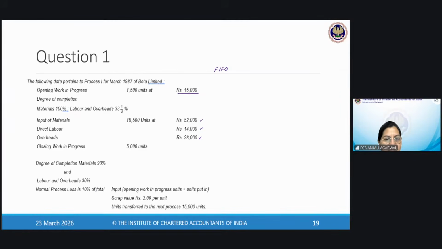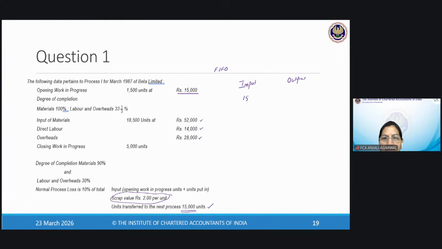Normal process loss is again 10% of total input, which means opening WIP plus input units. We have one more piece of information related to money, that scrap can be sold for 2 rupees per unit. And like I said, I've changed one figure. Units transferred to the next process are not 12,000 but 15,000. Okay. So once again, we'll prepare the statement of equivalent units, which I'm preparing to some extent here only as far as units are concerned.